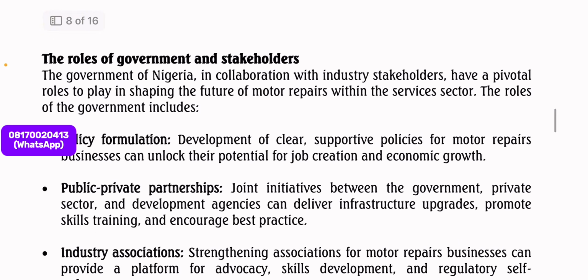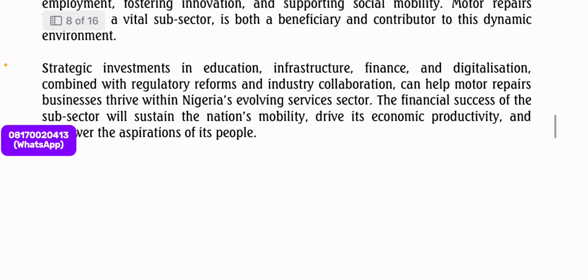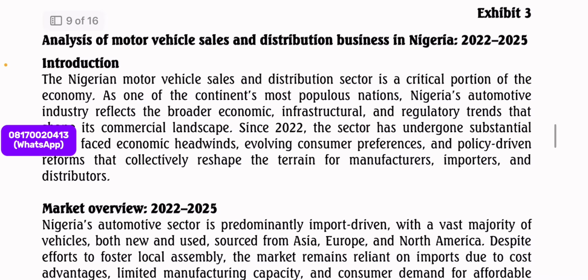Let's move on. Then we have roles of the government and stakeholders. They broke it down, what each person would do that would help the company, and help the sector rather, to improve. We're going to look at it in detail in the class. Then analysis of the motor vehicle sales and distribution business. In this case, they're telling us about the motor vehicle sales and distribution, how it works. And the analysis is for 3 years, 2022 to 2025. You understand?